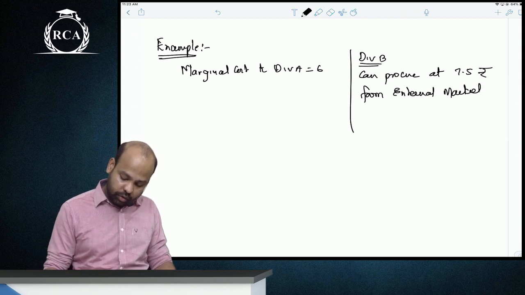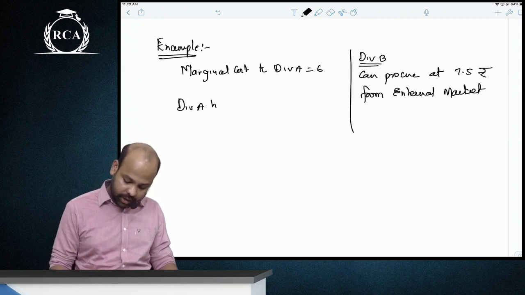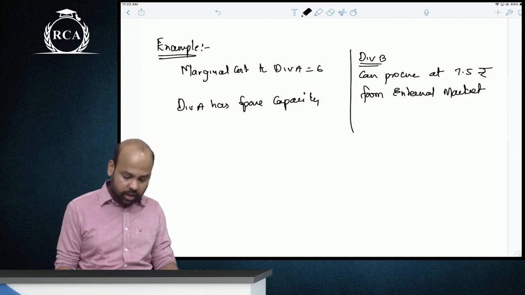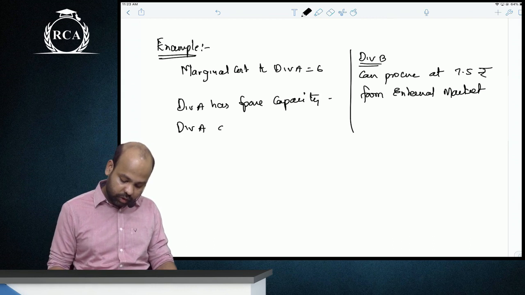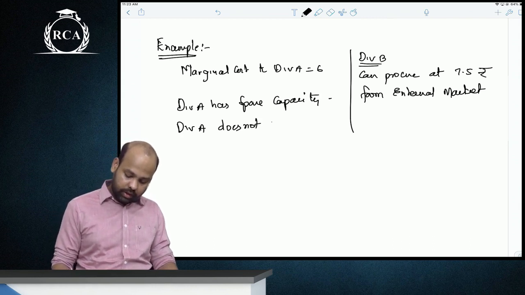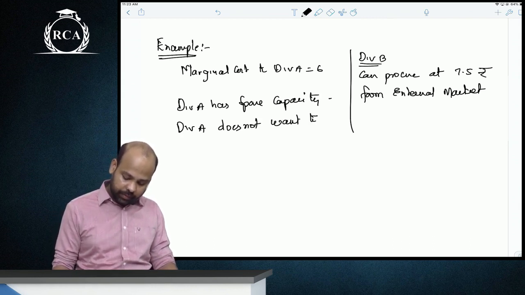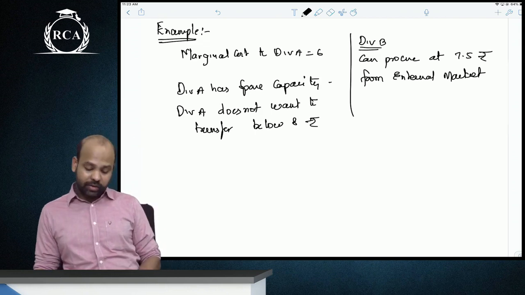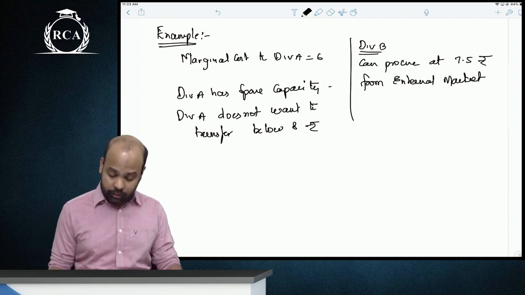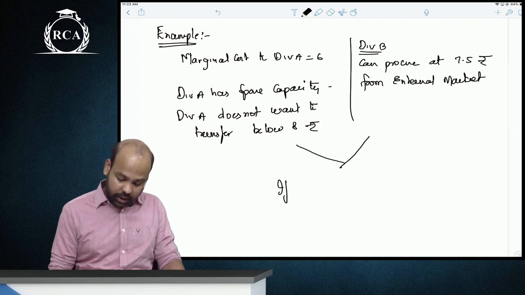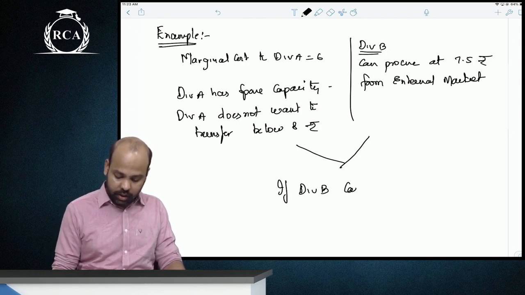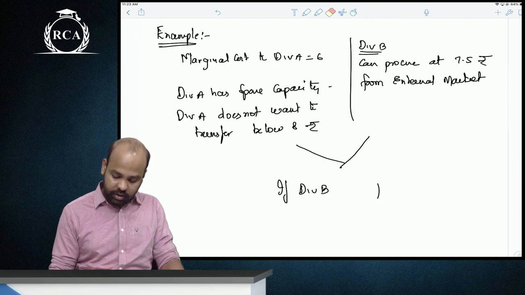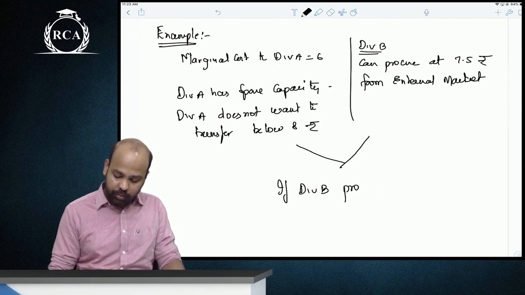Division A does not want to transfer. Division A has spare capacity, a lot of spare capacity. But Division A does not want to transfer below 8 rupees, whereas Division B can procure at 7.5 rupees. Now if Division B procures from the external market, the company as a whole will lose 1.5 rupees.